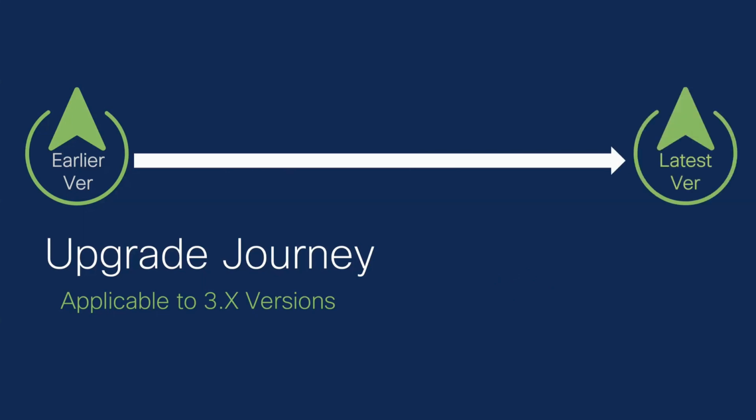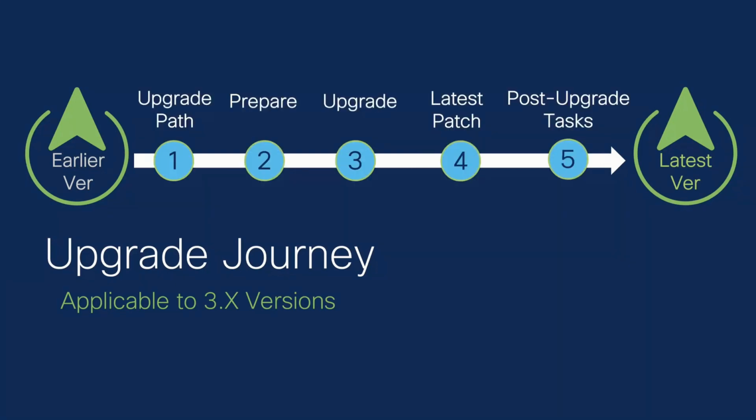Now, for any 3.x version, if you're on earlier versions and want to come to the latest versions, here is the upgrade journey that is supposed to be followed. This almost aligns with the upgrade journey documented in the ISE documentation. Even if you take 3.0, 3.1, 3.2 or 3.3, all the upgrade documentation talks about this upgrade journey. This is applicable to all the 3.x versions. So let's talk about the individual aspects in detail.